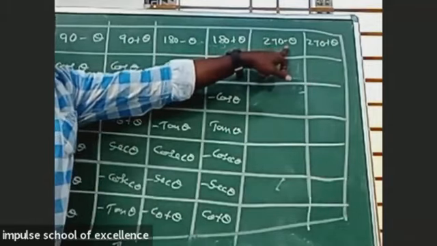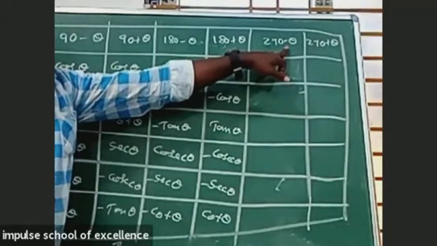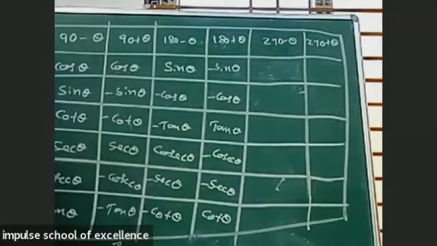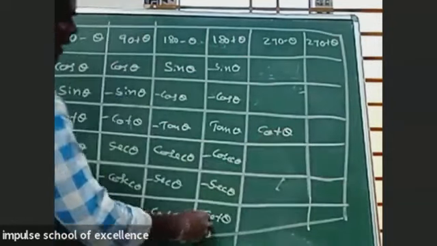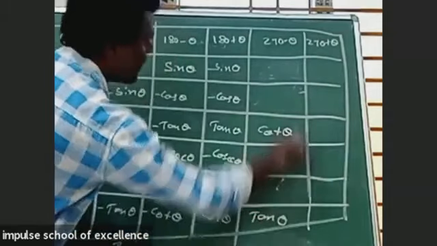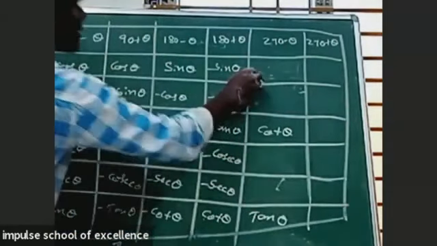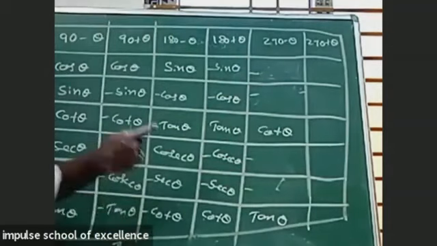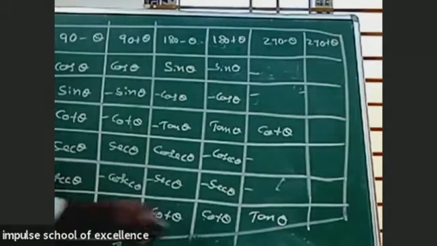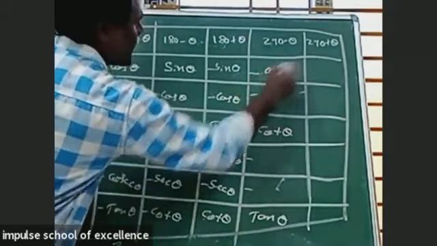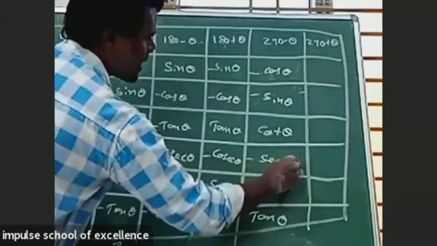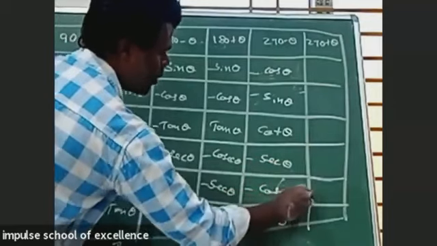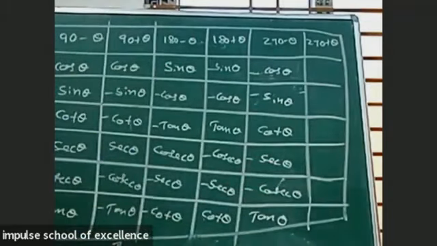But 270 minus theta is in the third quadrant. In the third quadrant, tan theta and cot theta are positive. So tan theta converts to cot theta, and cot theta converts to tan theta, because 270 is there. The remaining all will be negative. Sin theta converts into cos theta, so it is minus cos theta, minus sin theta, minus secant theta, and minus cosecant theta.